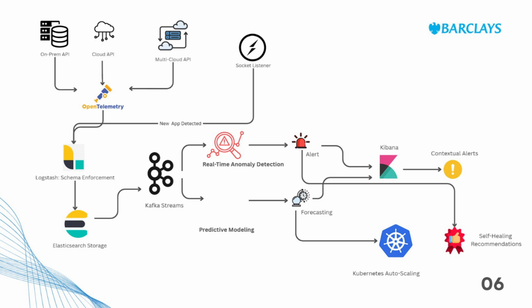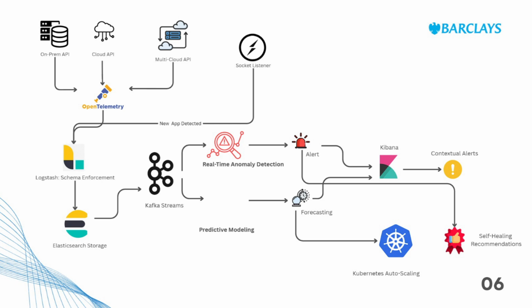The model is trained separately for different environments, that is, environment-aware thresholds. A 500 millisecond delay might be normal for Azure, but critical in Google Cloud. Our solution also provides adaptive learning. It retrains models weekly using fresh data, and adapts to code deployments, infrastructure changes, or traffic shifts.